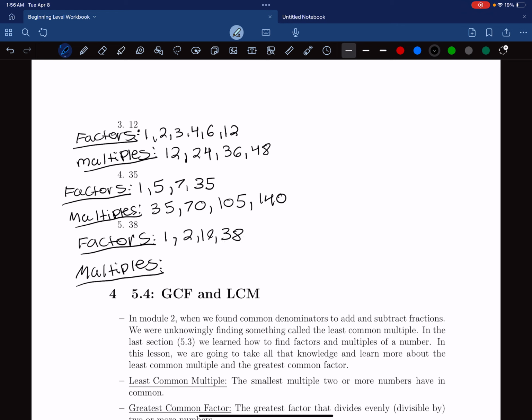And looking at the multiples, we're going to start at 38 as our first multiple. And then 38 plus 38 is 76. 76 plus 38 is 114. And 114 plus 38 is 152.